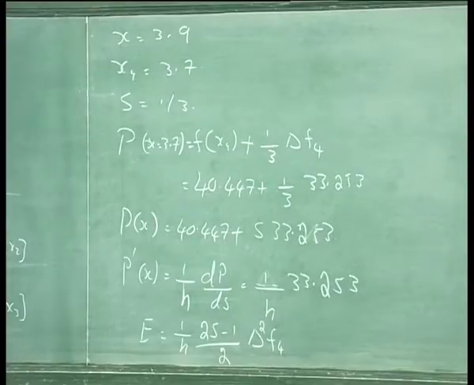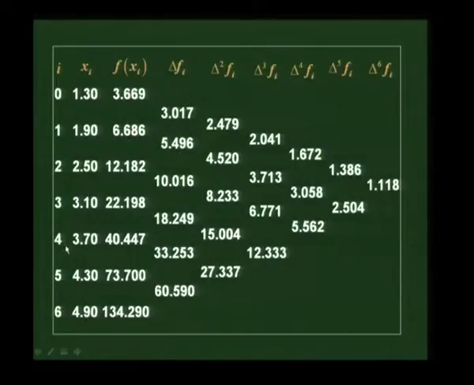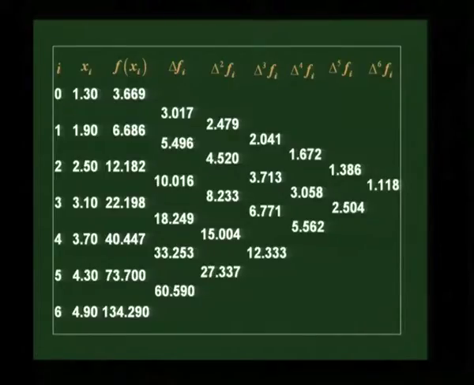Okay, so del 2 f4 is, see again, f4 means I start from 4. I look at del 2. So starting from 4, del 2 is 27.337. Okay, and s we know is 1 by 3. So we can evaluate this quantity.